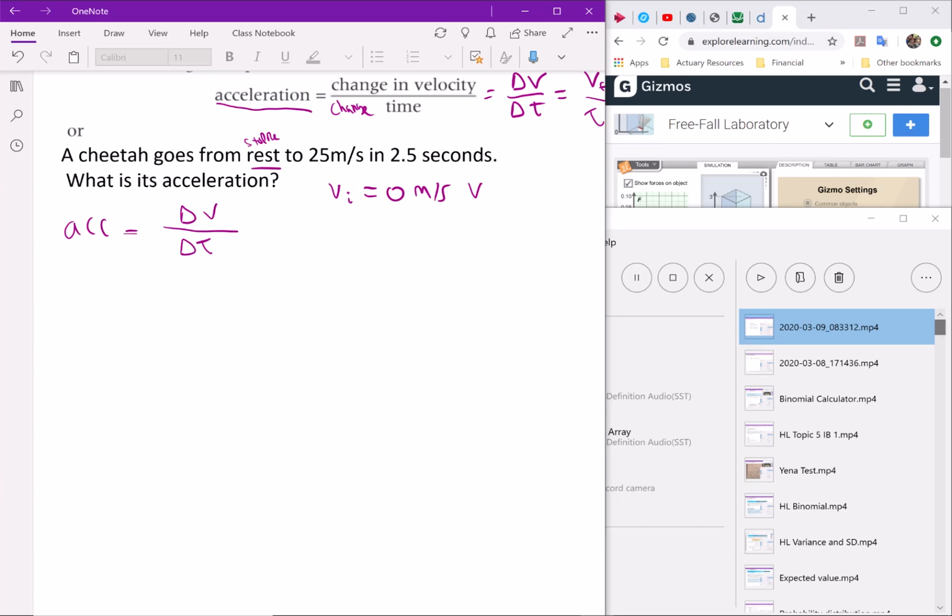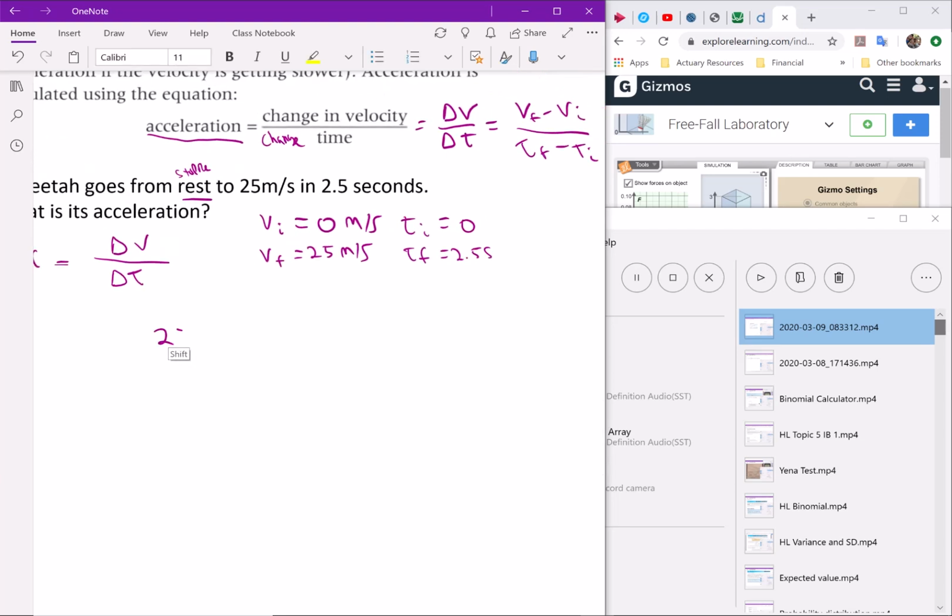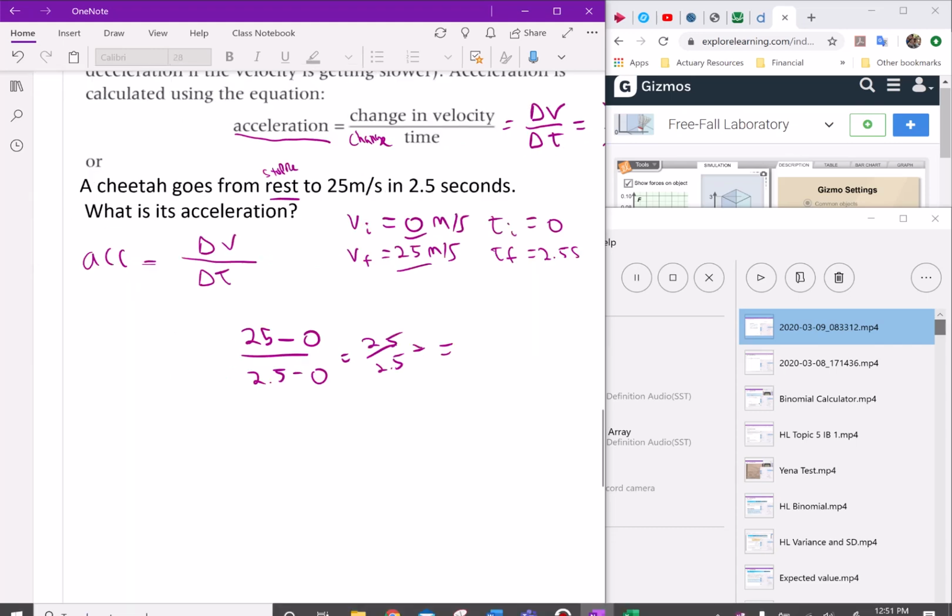And when does that occur, right? So what's the initial time? Well, that's also 0. And then the final velocity would be 25 meters per second, and the time would be 2.5 seconds, right? So if we're doing that formula up there, the final velocity minus the initial velocity, we're going to be doing 25 minus 0, right? We're subtracting these, over 2.5 minus 0, and we get 25 over 2.5, which is going to be 10.